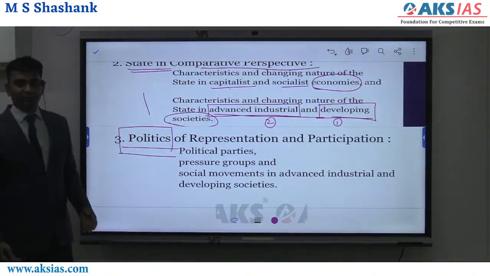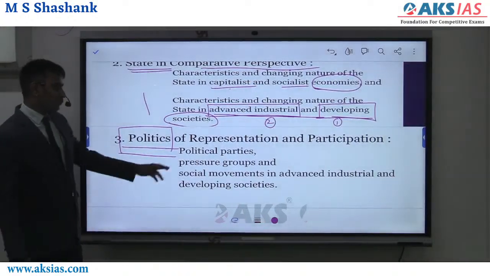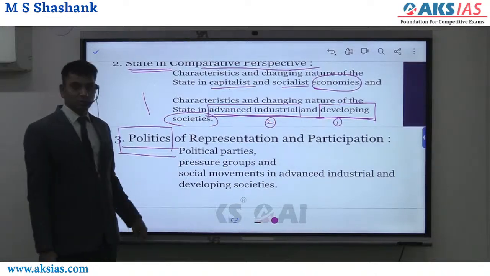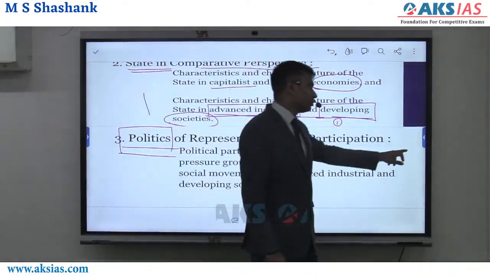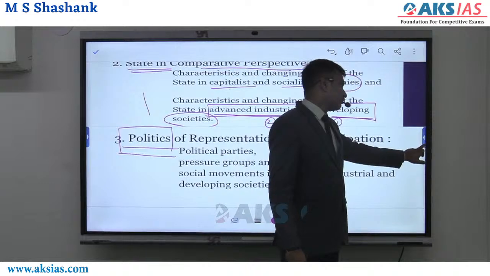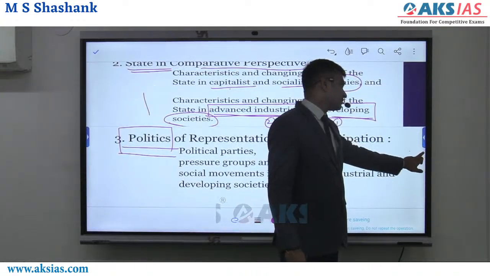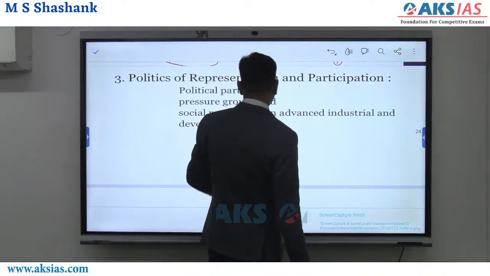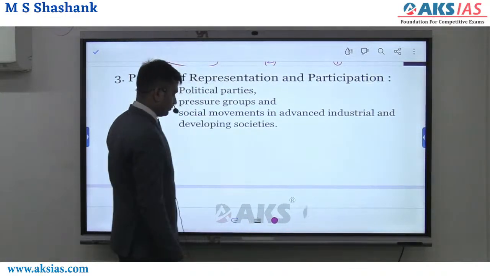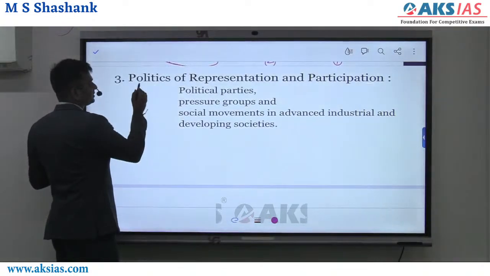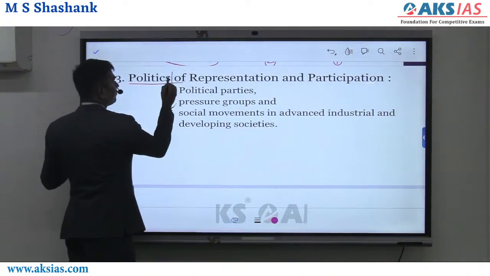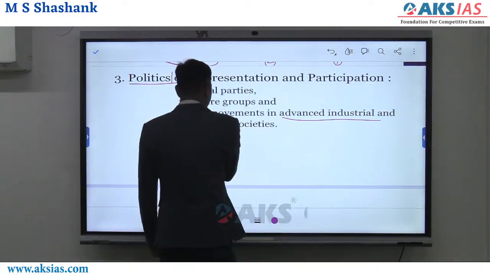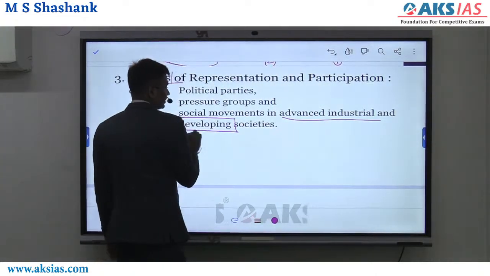How politics vary from state to state. Political parties, how they are playing a crucial role. Pressure groups, how they are playing a crucial role. Social movements, how they are playing a crucial role in these societies. Look here, what they are saying: politics of representation and participation of what? Advanced industrial economies, societies and developing societies.